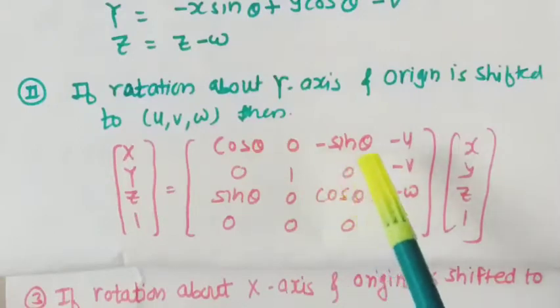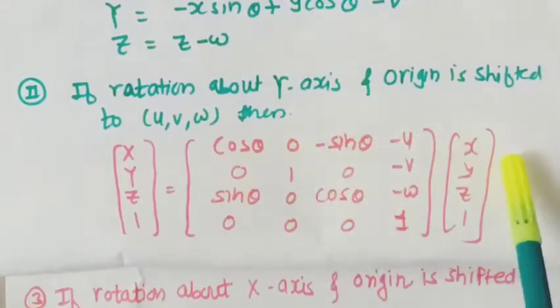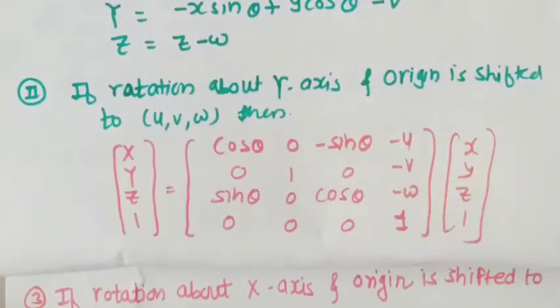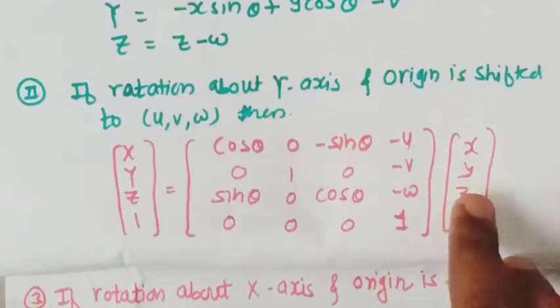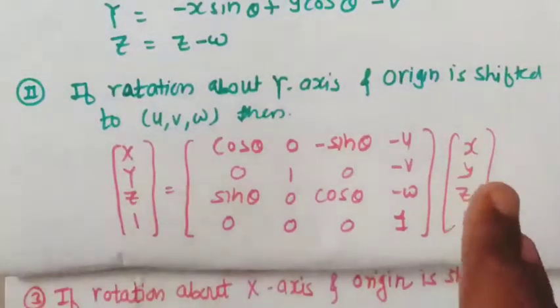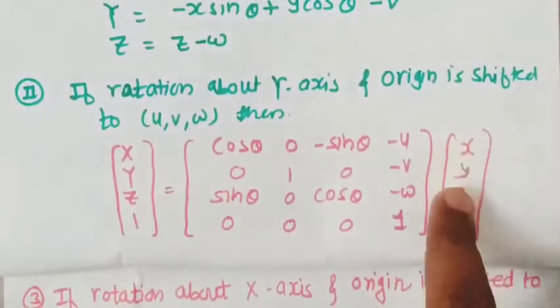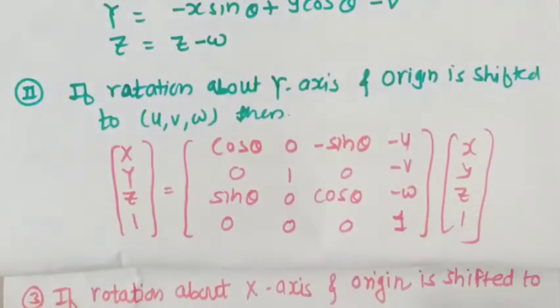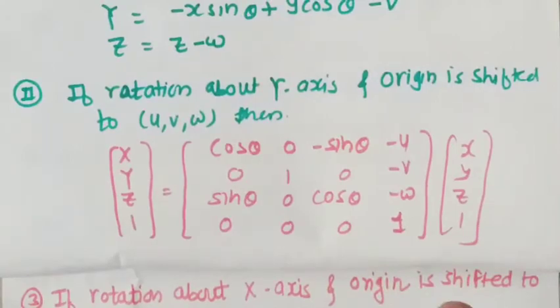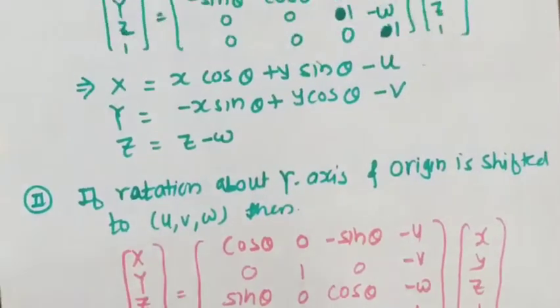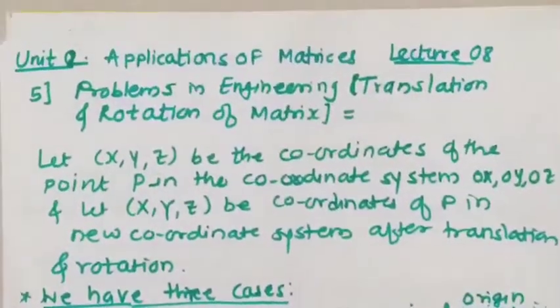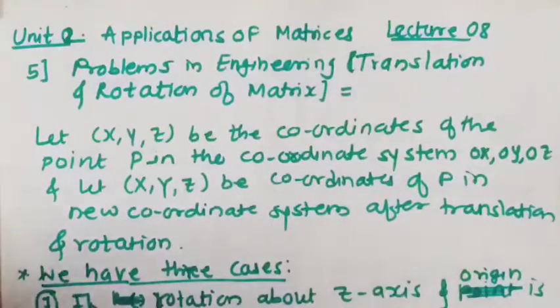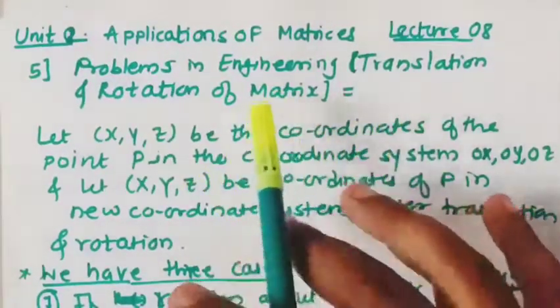In those equations you put the value of the given theta, the UVW values, and the values of x, y, z. Small x, y, z are your coordinates of the center in the original system, that are nothing but the values of small x, y, z. Okay, so like that you try to complete these two examples. Okay, this is the last topic, translation and rotation of the matrix, of this particular unit.